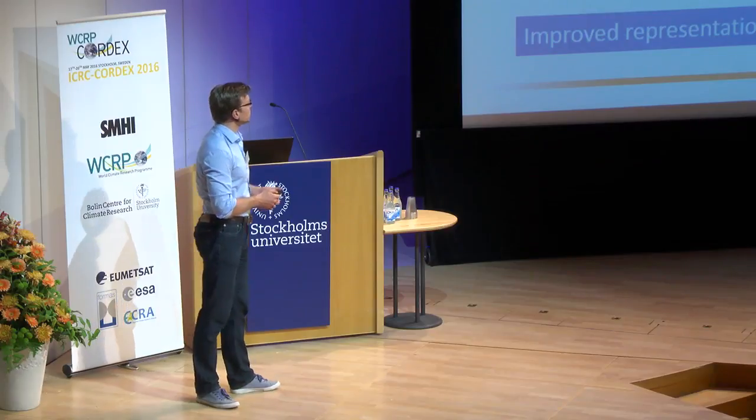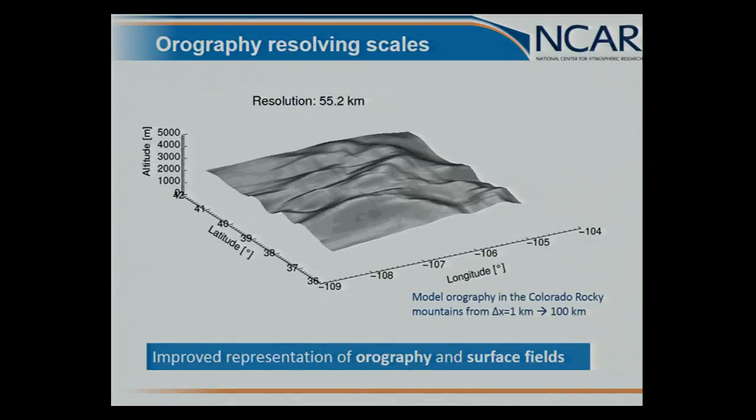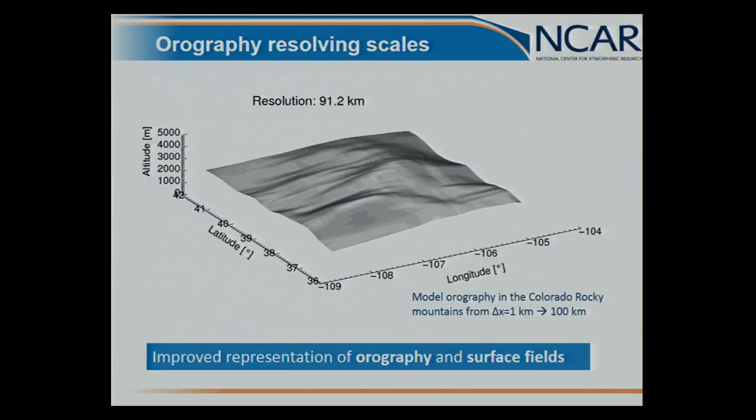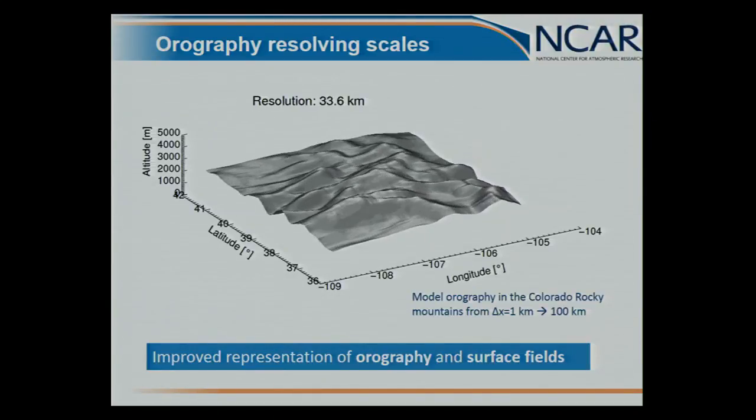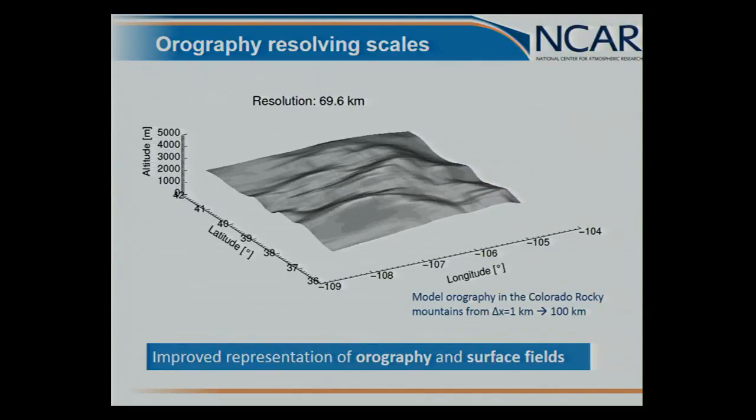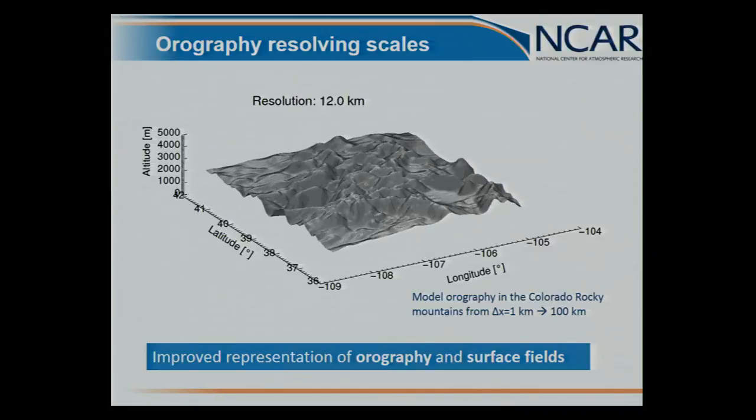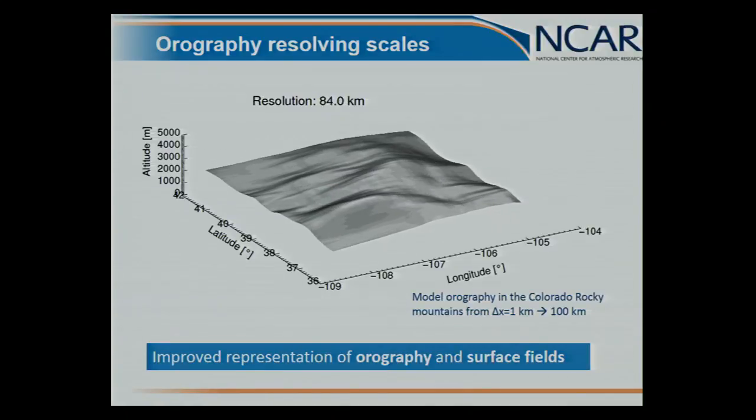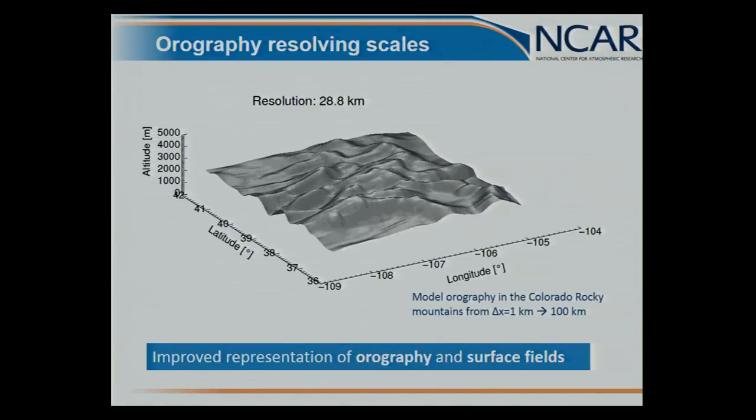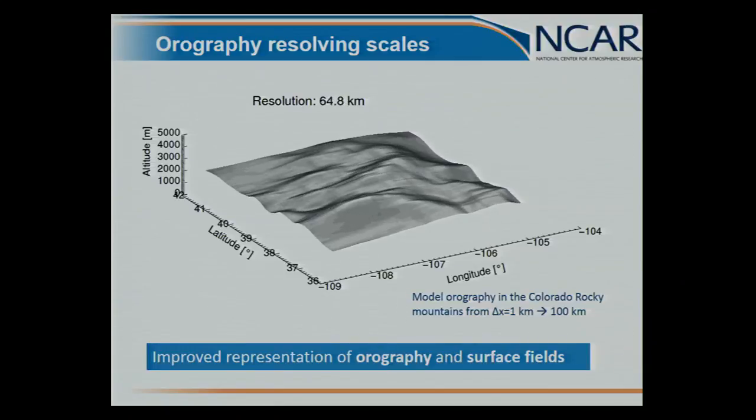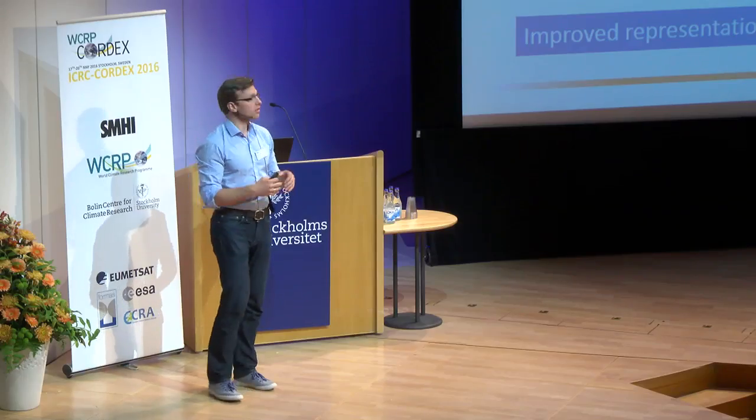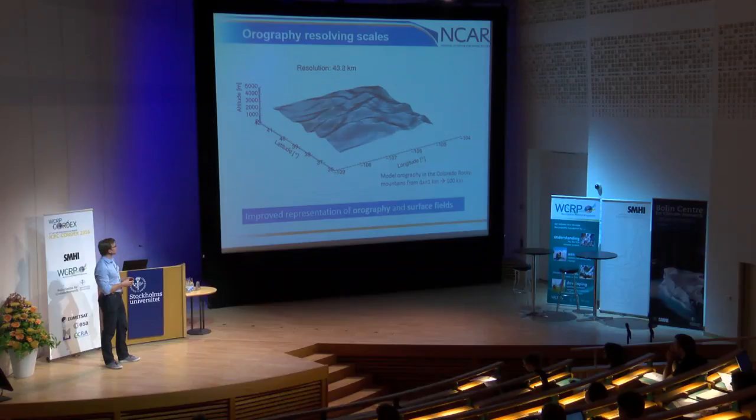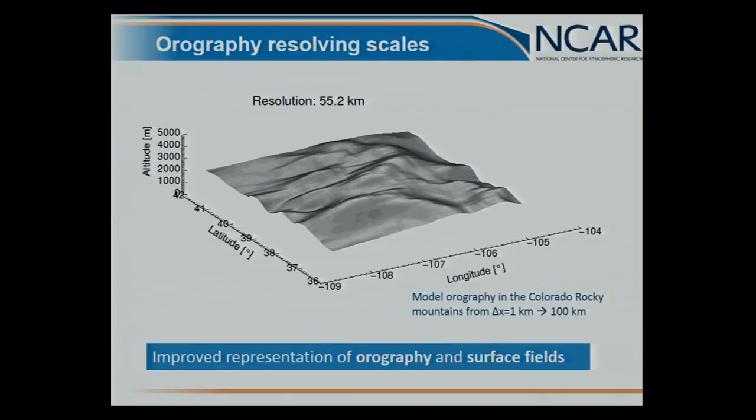So another major benefit that you get if you go to the high resolution is you improve the representation of surface fields and orography, and this is shown here in this animation. So what you see is the Colorado headwaters, so the Colorado Rocky Mountains. If you go from 4-kilometer grid spacing to something which is more like a GCM, 100 kilometers, you really see how these small-scale structures are disappearing very quickly if you go to coarser and coarser scales, and at the end you only have a large hill left at the GCM scale.